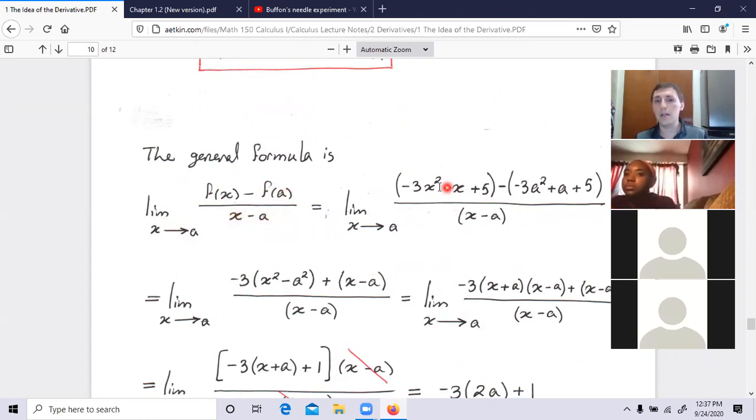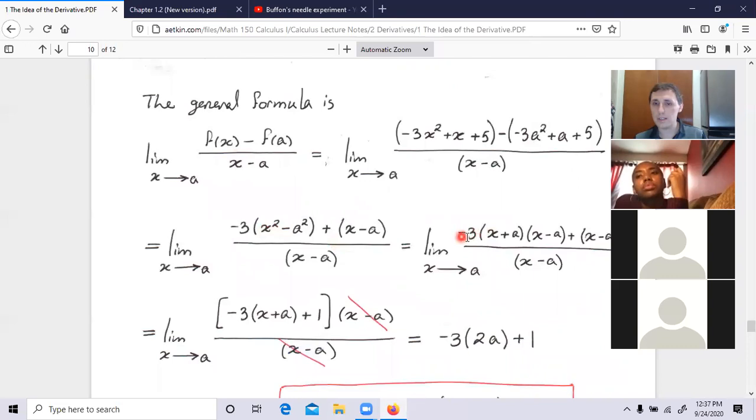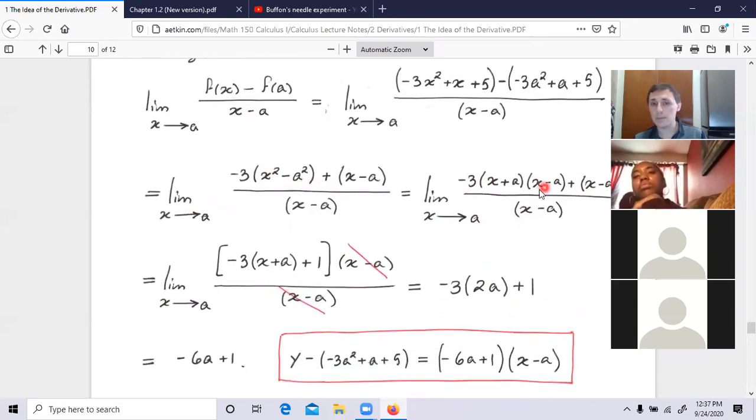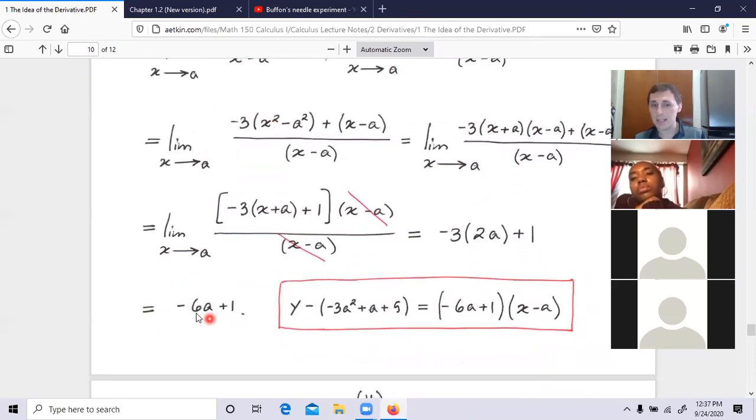Now what happens here? This is the value at x, this is the value at a. So now I group like with like. Same thing that I did with 1, but notice I do it with a. So it's minus 3 (x squared minus a squared) plus x minus a, over x minus a. And then I factor out: this is minus 3 (x plus a)(x minus a) plus (x minus a). And here I factor out x minus a. So it's minus 3 (x plus a) plus 1. I cross this out. And now I can push the limit as x goes to a. And that becomes minus 3 times 2a plus 1, or minus 6a plus 1.